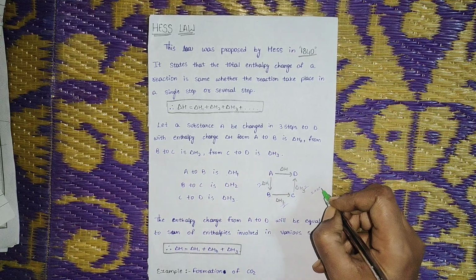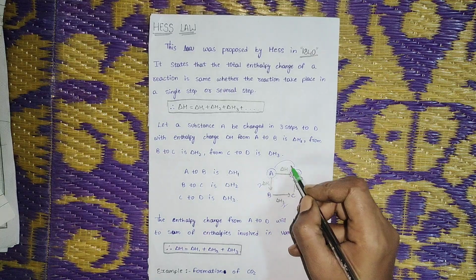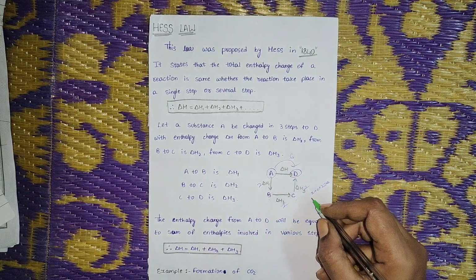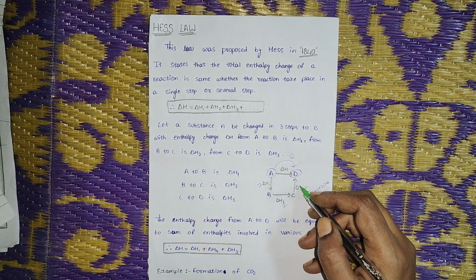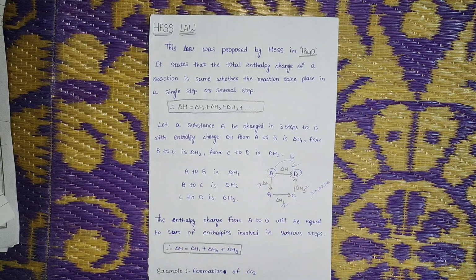Total 2 plus 2 plus 2, how much, beta? 6. But direct A converting to D, that time also it is 6. Means in all these conditions the energy utilization is the same, whether in a single direct step or several steps. This is known as Hess law.